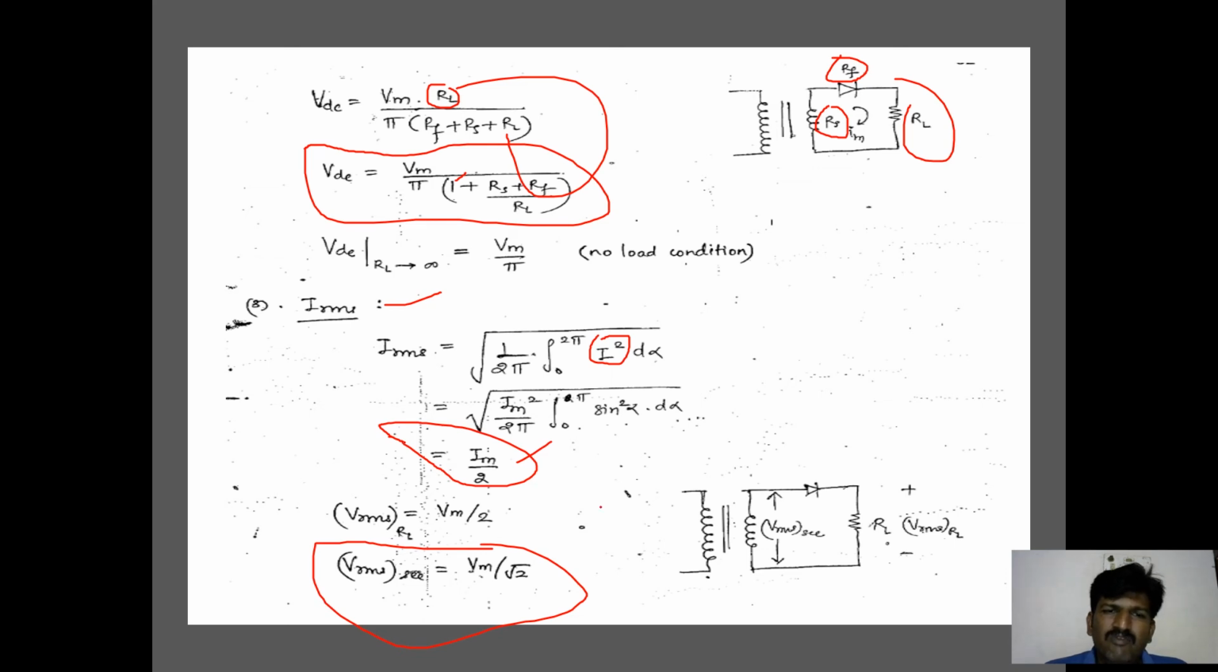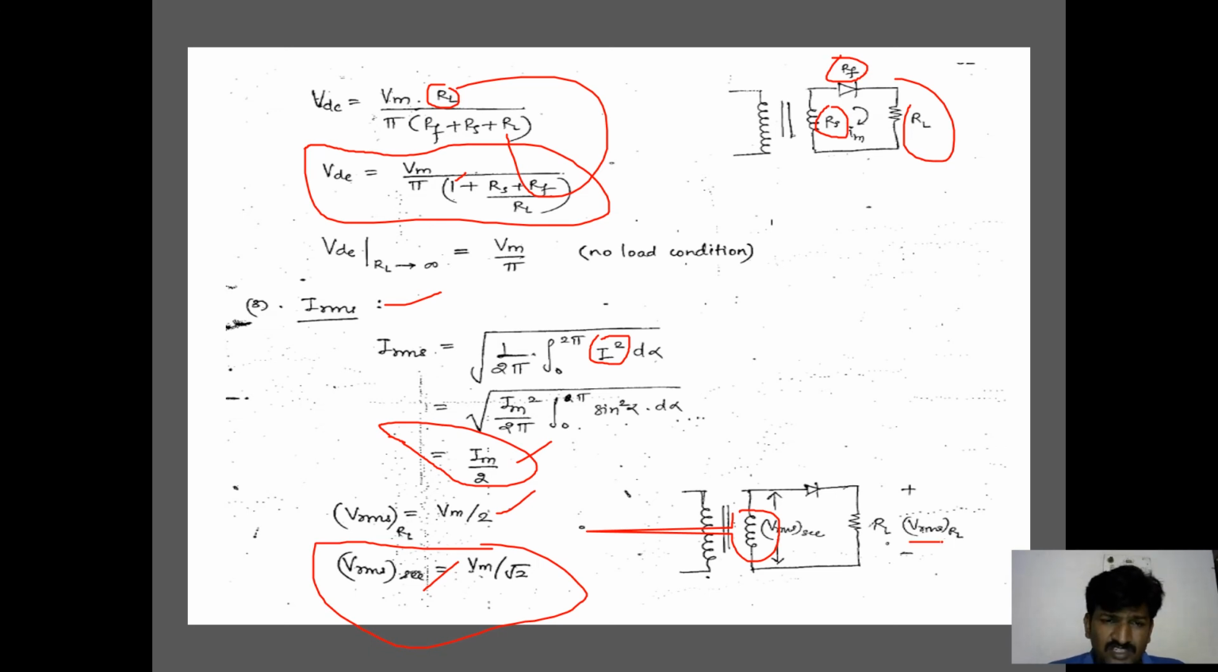VRMS for the load circuitry is Vm by 2. VRMS for the secondary of the transformer is Vm by root 2, because here VRMS corresponds to the full wave, but here VRMS corresponds to the half wave. That is the difference.